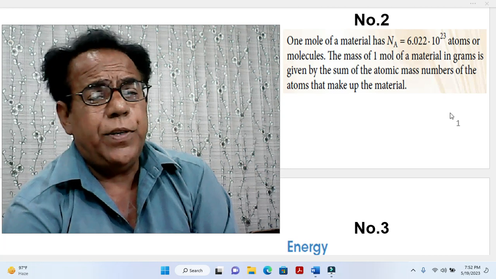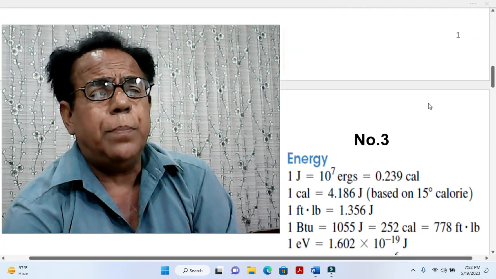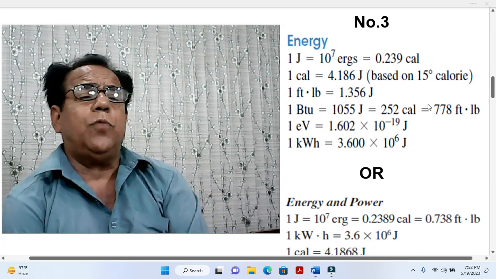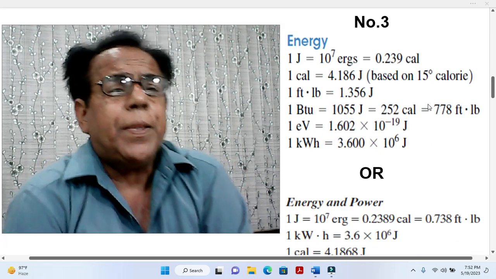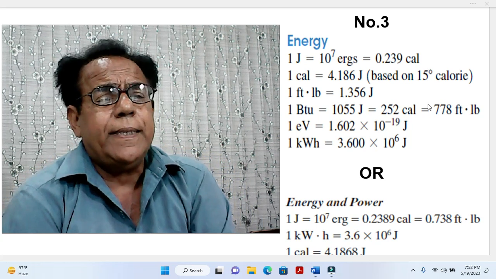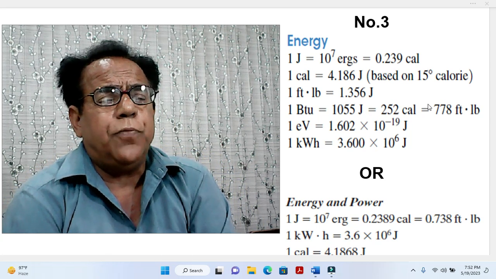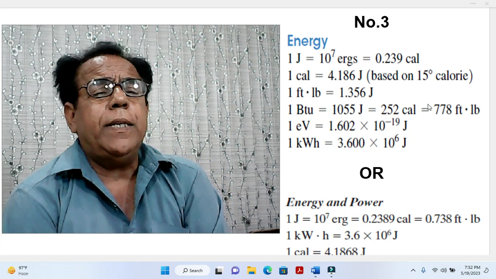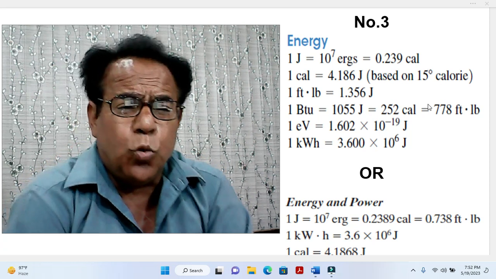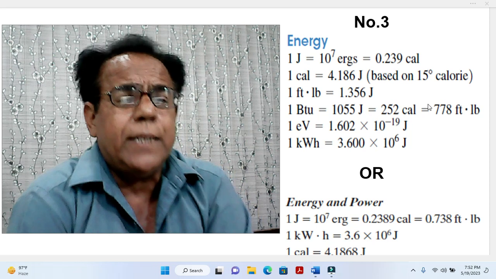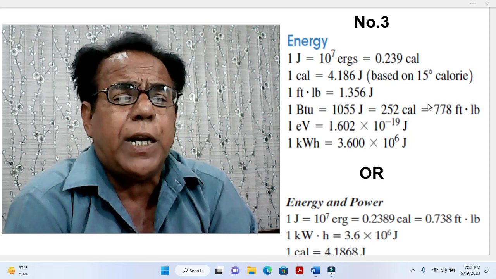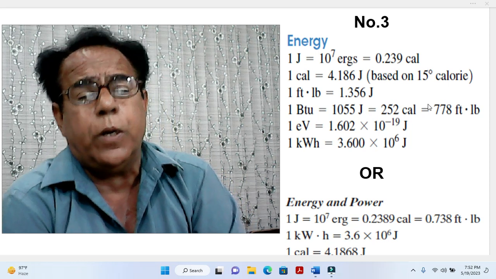Anyhow, now we move to tool number 3. This is about the conversion factors regarding energy. Here, dear students, 1, 2, 3, 4, 5, 6 rows are included, and our concerned row is row number 5. That is, 1 electron volt is equal to 1.602 into 10 to power minus 19 joule.